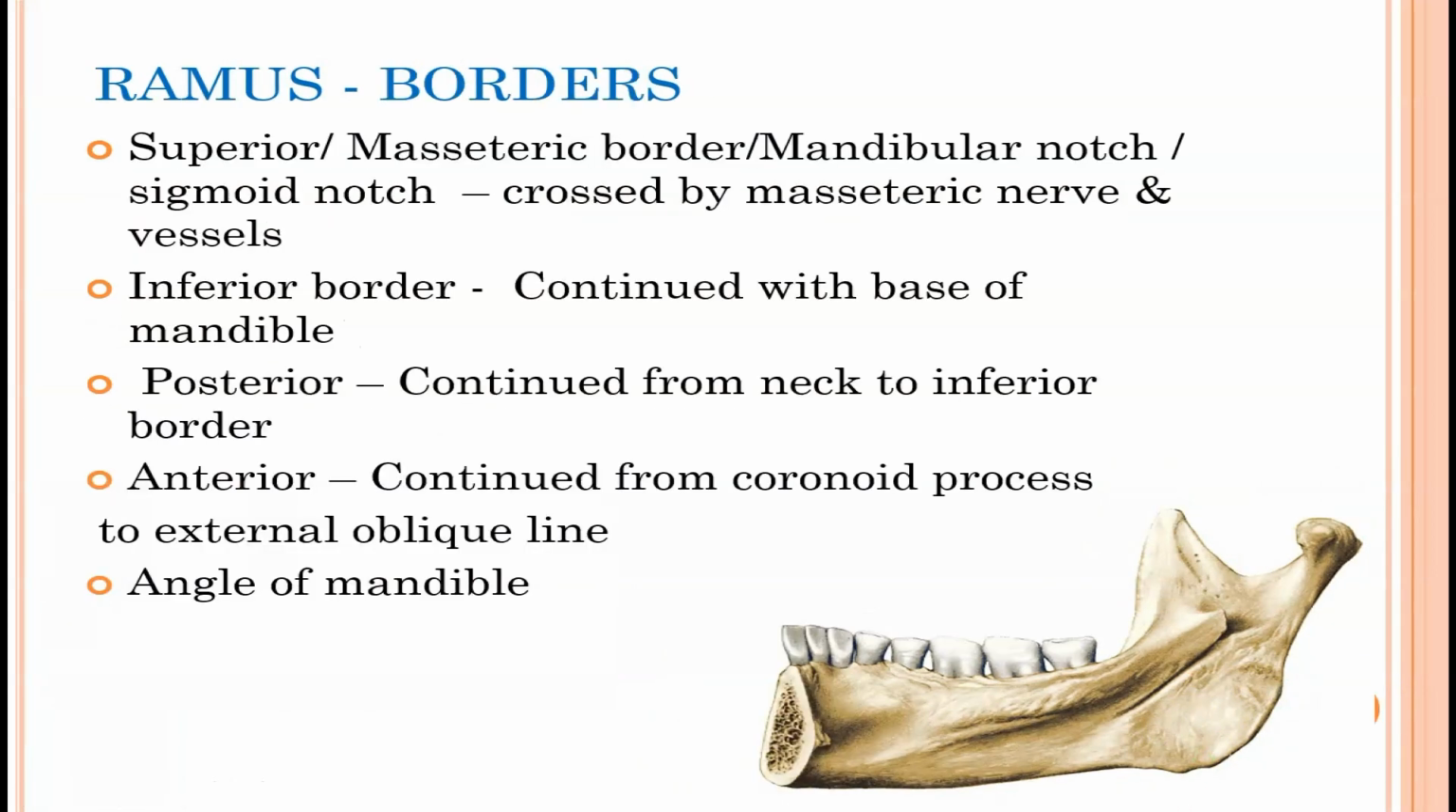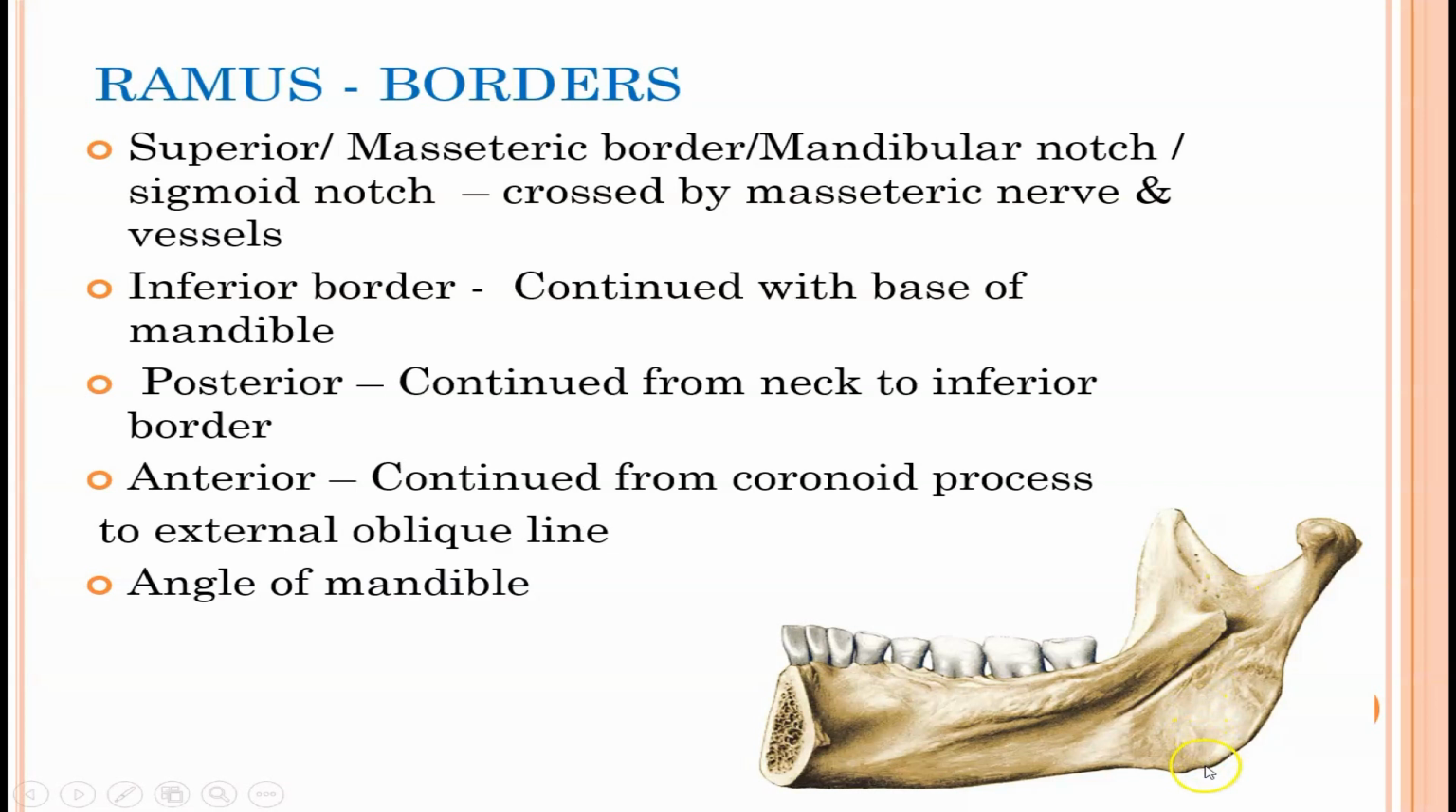The border in the ramus between the condylar process and the coronoid process is a very deep notch called the superior border. It is also called the mandibular notch, also called the sigmoid notch. It is also called the masseteric notch because the masseteric nerves and vessels cross this border to supply the muscle.